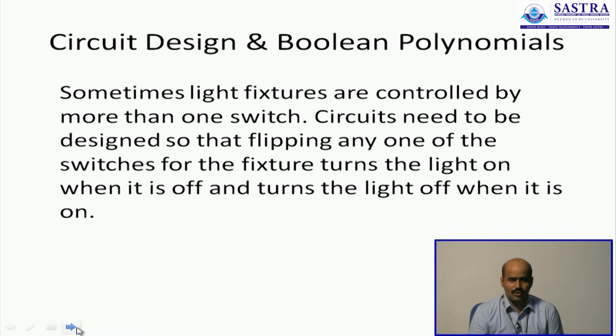Sometimes light fixtures are controlled by more than one switch. You might have found this a pretty common observation. Whenever there are steps involved, you'll have lights at the bottom of the staircase and the top of the staircase, so that the light that illuminates the steps can be turned on or off either at the bottom or the top of the staircase. Now, the design of these circuits should be such that flipping any one turns the light on and flipping it again will turn it off. But how do you understand this as a circuit design problem?